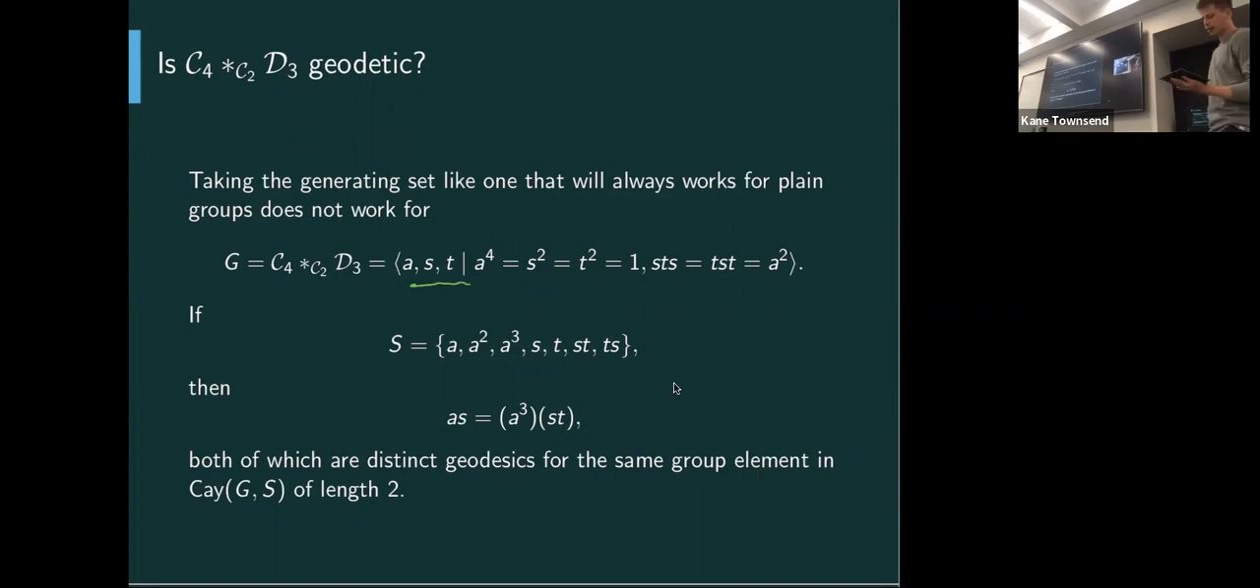Then if I chose, say, this generating set, so include all the elements of the finite groups C4 and D3 and exclude the identity, then we have that AS is equal to A cubed multiplied with ST, both of which are geodesics and give you the same group element. So that's definitely not a geodetic choice of generating set, but why couldn't there be another choice? I want to know the answer.